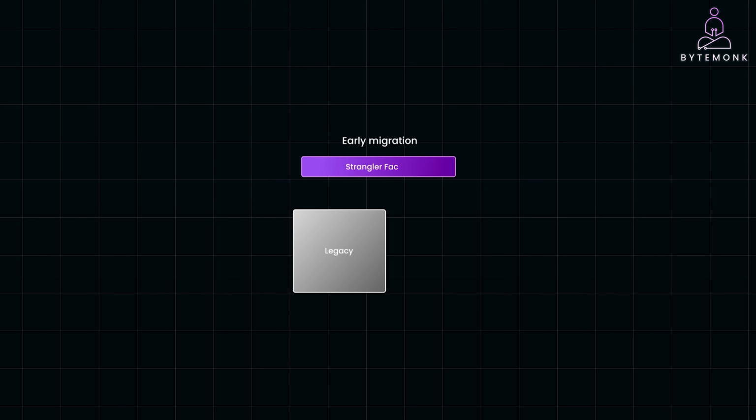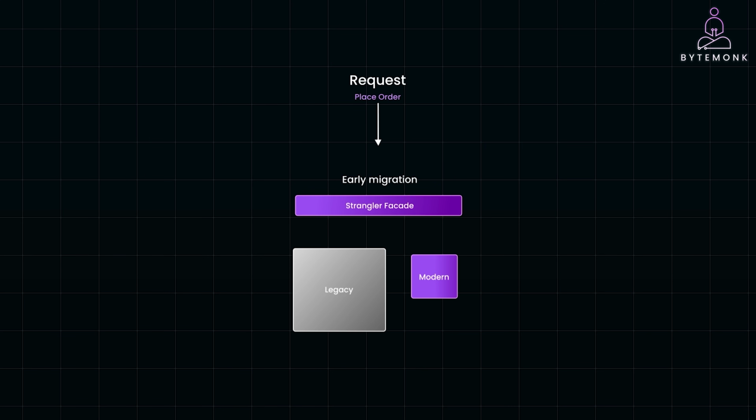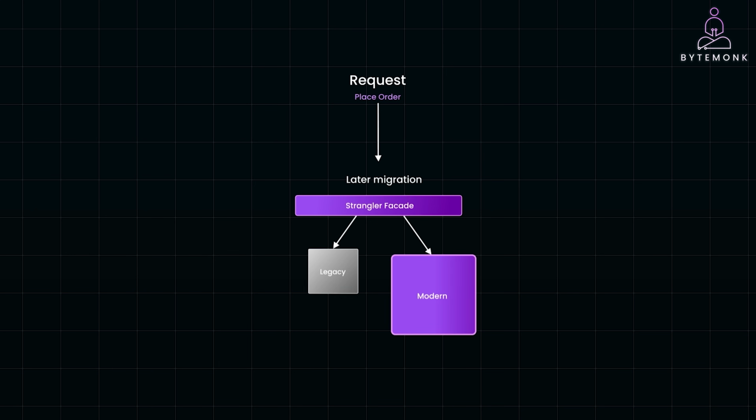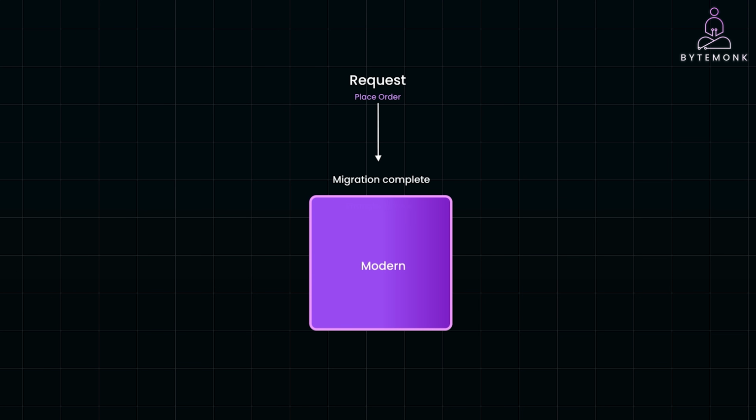The process typically begins by creating a facade or a routing layer that intercepts requests and directs them either to the old monolithic system or to the new microservice. Over time, as more functionality is extracted into microservices, fewer requests hit the monolith. Eventually, the old system can be phased out completely, hence the name Strangler.